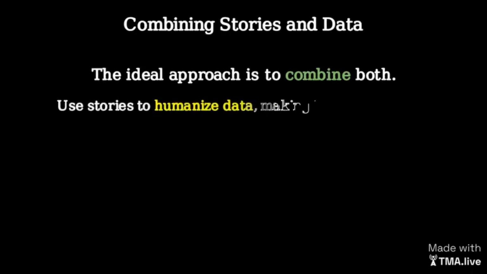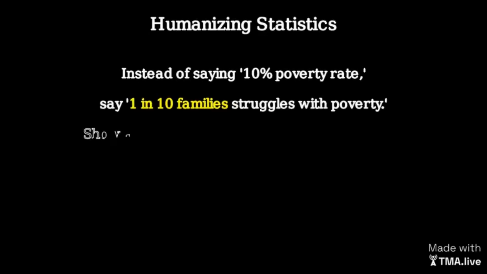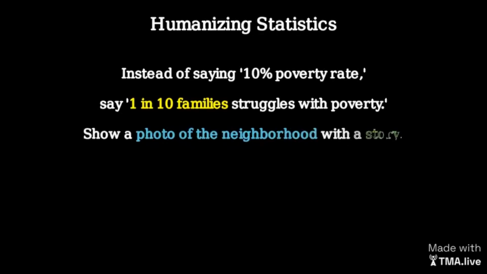By using stories to humanize data, we can make complex information more relatable and easier to understand. This helps overcome the limitations of data alone and mitigates the narrative fallacy. Consider the difference between presenting a 10% poverty rate versus stating that 1 in 10 families struggles with poverty. The latter is more relatable. Adding a photo of the neighborhood and a story further humanizes the statistic, making it more impactful.